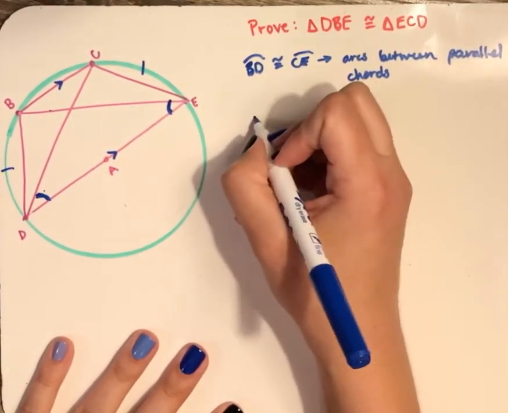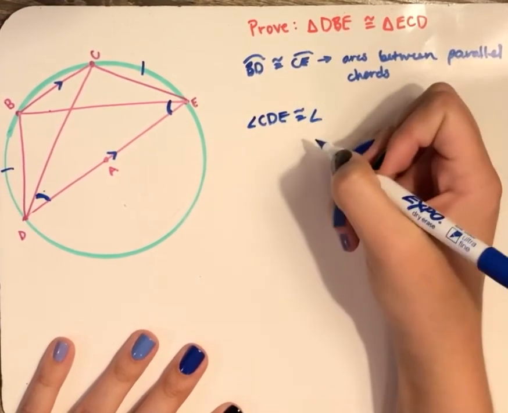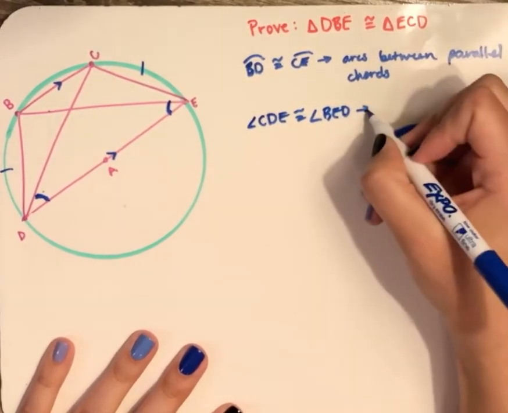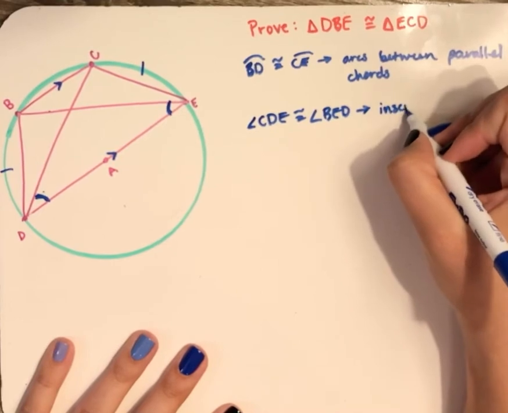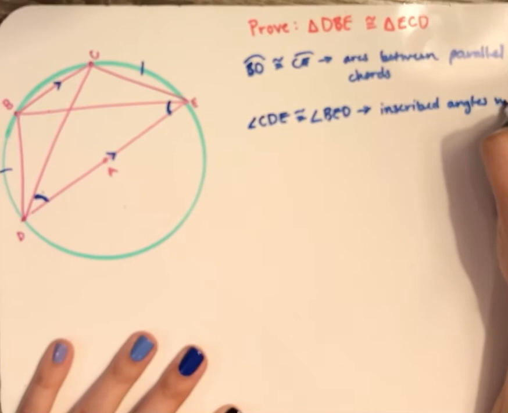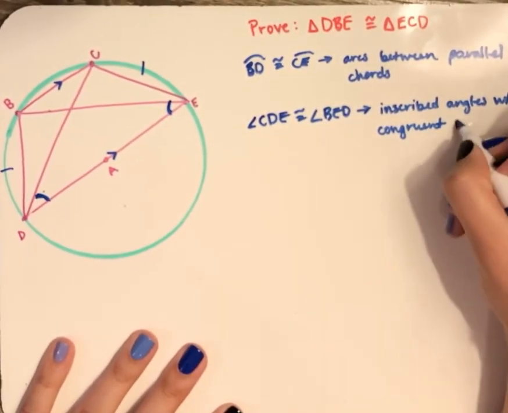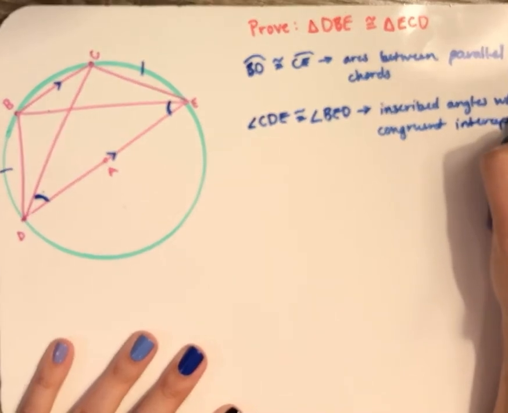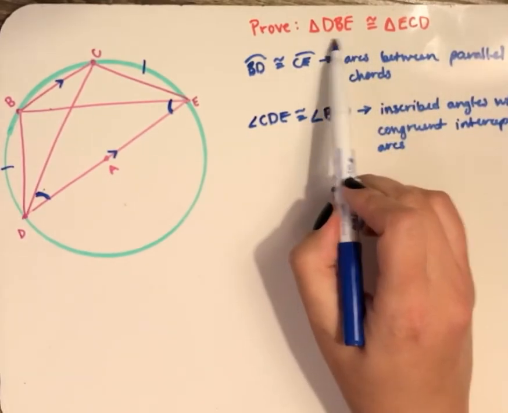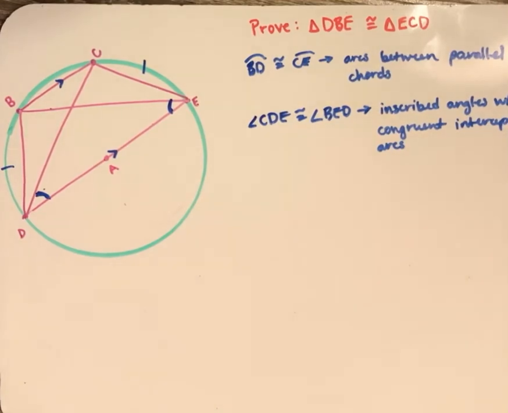So somewhere I need to say that angle CDE is congruent to angle BED, something about inscribed angles with congruent intercepted arcs. Okay, so going towards trying to prove that these two triangles are congruent, I now have one set of angles that are congruent to each other.